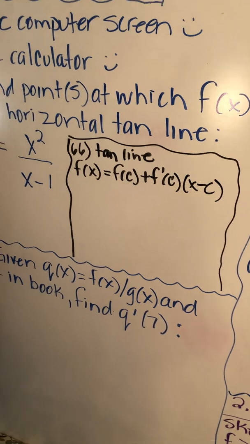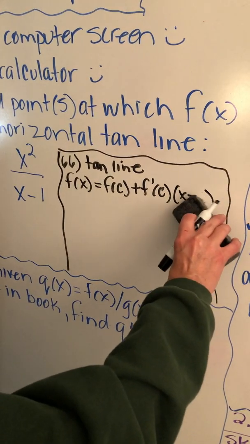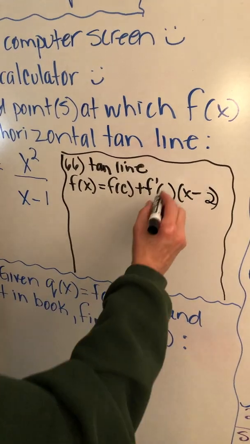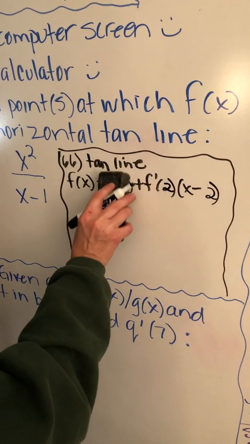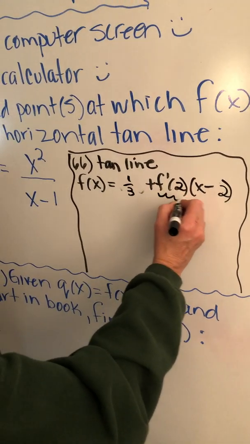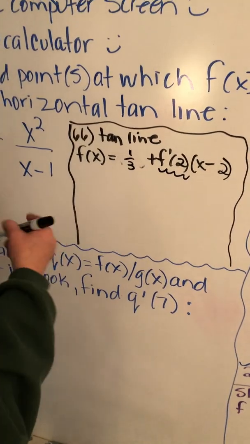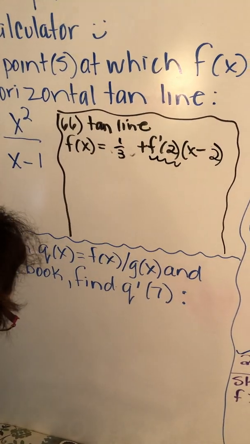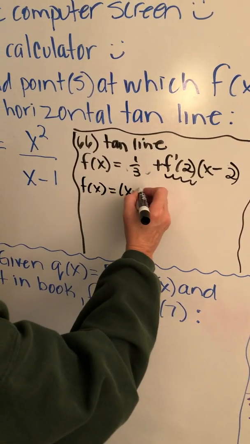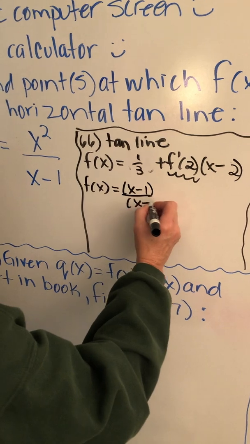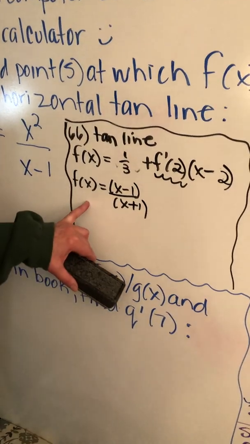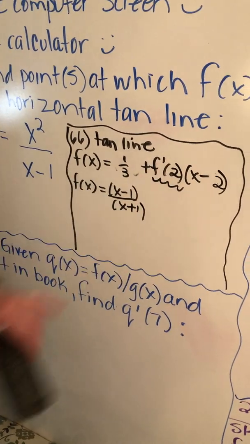First of all, we're going to pop that in. The 2 goes here, the 2 goes here, and the 1/3 goes here. There we go. Now all we need is the derivative of f at 2. The function that they actually gave you is x minus 1 divided by x plus 1. Let me check and make sure I wrote that right. I did. So we need to take the derivative of this function and evaluate it at 2.